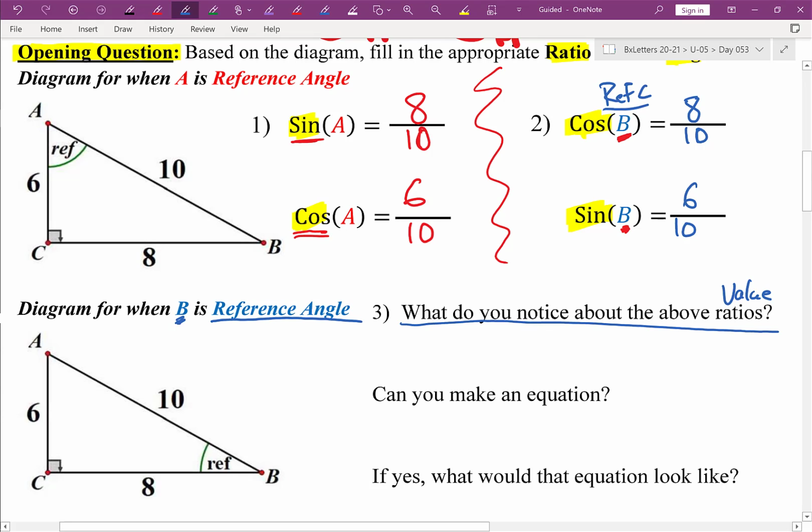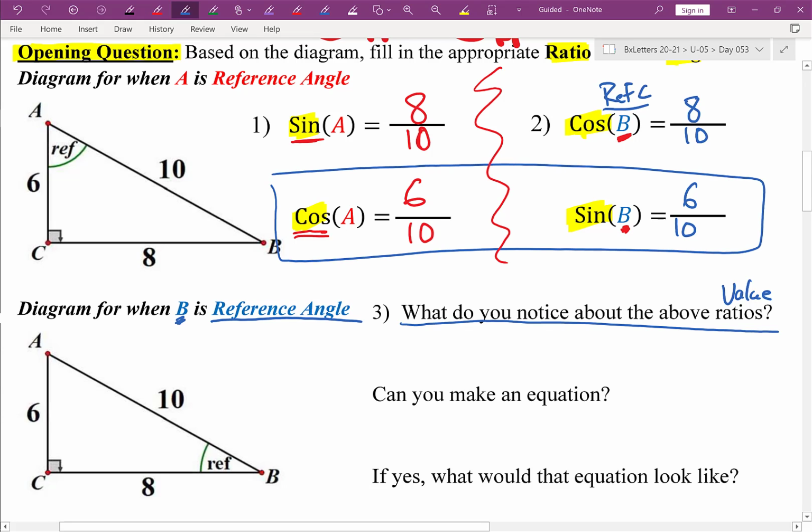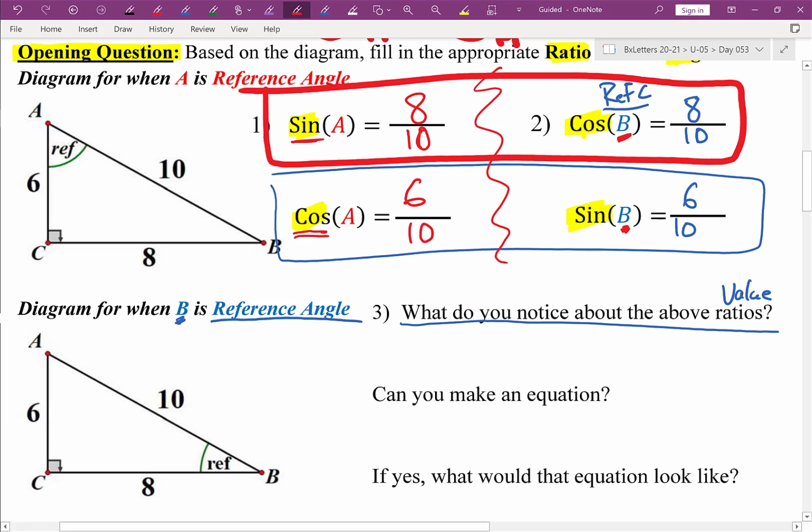That's a fancy way to say, what do you know about their value? What do they kind of equal? And you can see here, these ratios are the same, and the same thing here. It's 8 over 10 for sine of A and 8 over 10 for cosine of B. It's the same triangle, the same numbers, same angles, everything. It's just depending on how you look at it, you'll get different ways to say the same thing. So what do you notice about the above ratios? Some are the same.